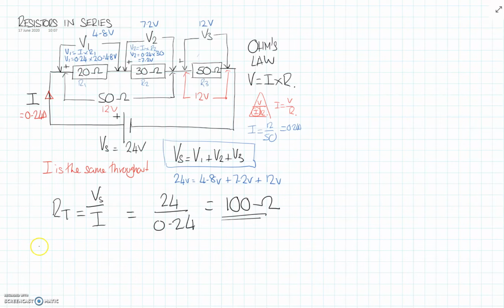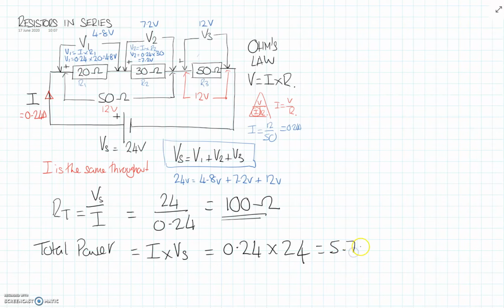Moving on a little bit further, the total power of the circuit. There are different power formulas. For the total power of the circuit, it's the current times the total voltage. So that's going to be 0.24 times, sorry, beg your pardon, not 100, VS: 0.24 times 24. That gives a total power output of 5.76 watts. Okay, that's the total power of that circuit.